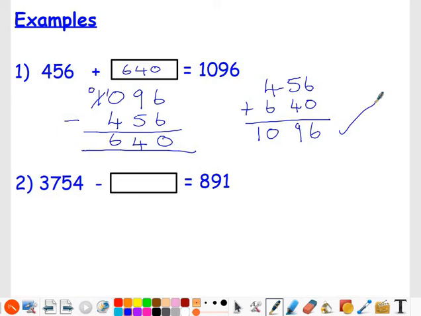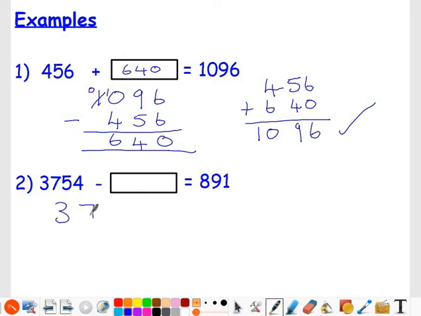Well, sometimes when people see the take away here, they automatically think we need to add. Well, if we added 3754 to 891, we'd end up with 4,000 and something. Well, 3,754, take away 4,000 and something is definitely not going to equal 891. Therefore, we need to work out the difference between the 3,754 and 891.